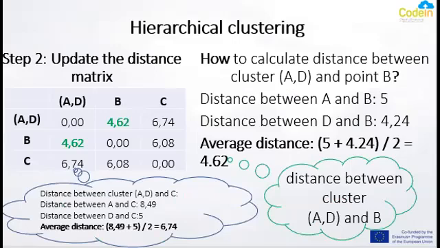To calculate the distance between a cluster and a single point, we need to find the distances between each point in the cluster and the single point, and then take the average of those distances. In this case, the cluster is AD and the single point is B. The distance between A and B is 5, and the distance between D and B is 4.24. Taking the average of those distances gives us 4.62. Therefore, the distance between the cluster AD and point C using the same average linkage method is 6.74.